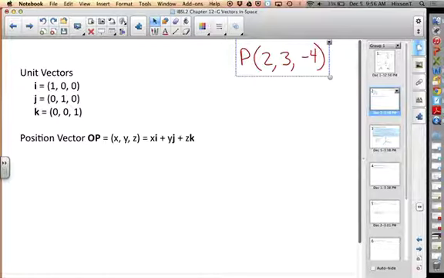First of all, we have unit vectors. You guys have seen i and j before, but now that we have 3 coordinates, we're going to have 3 components to our vectors. So i, instead of just being 1, 0, is going to be 1, 0, 0. The unit vector j is 0, 1, 0. And the unit vector k is 0, 0, 1. That's the new one, since we have that z-axis. Okay?